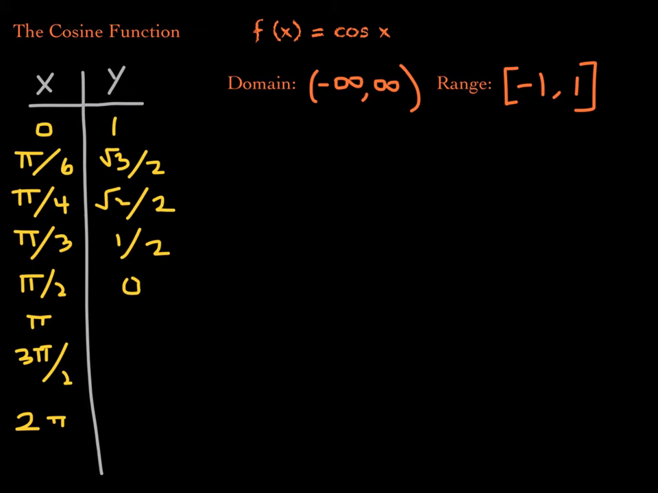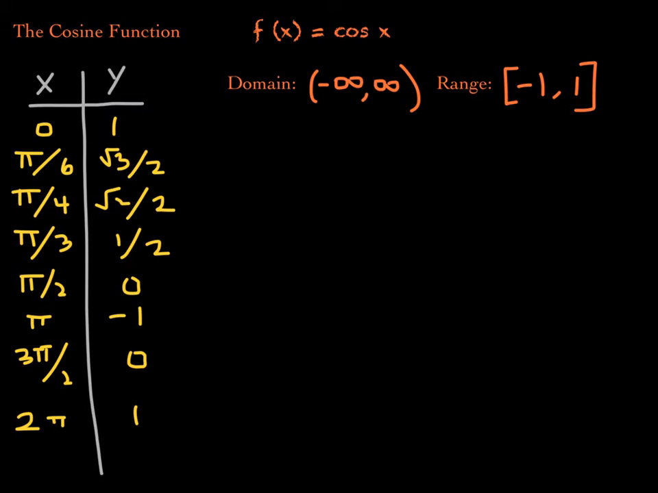Let's continue. Cosine of pi is negative 1. Cosine of 3 pi over 2 is 0 again. And cosine of 2 pi is 1. Notice your x-intercepts: pi over 2 and 3 pi over 2 are your x-intercepts. Notice your maximum here at 0, 1. You hit a maximum again at 2 pi, 1. And you hit another minimum at pi.